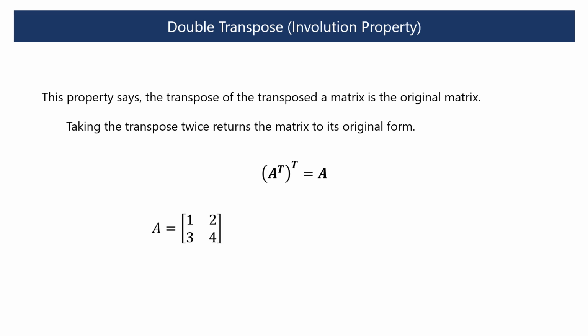Let's take an example. Here's an example matrix A. This matrix is the transpose of A. The first row of A becomes the first column of the transpose of A. The second row of A becomes the second column of the transpose of A. Next is the transpose of the transpose of A. The first row of the transpose of A becomes the first column of the resulting matrix. The second row of the transpose of A becomes the second column of the resulting matrix. We can say that the resulting matrix equals the original matrix A.